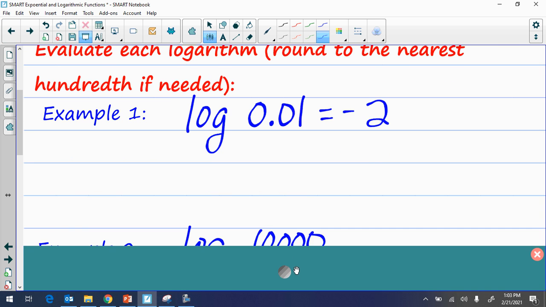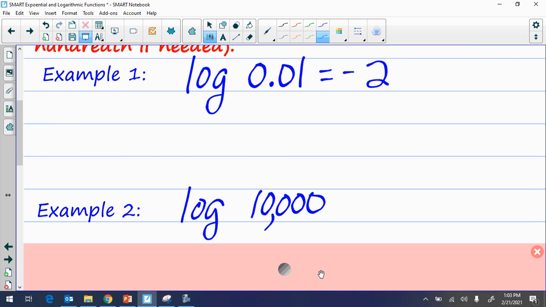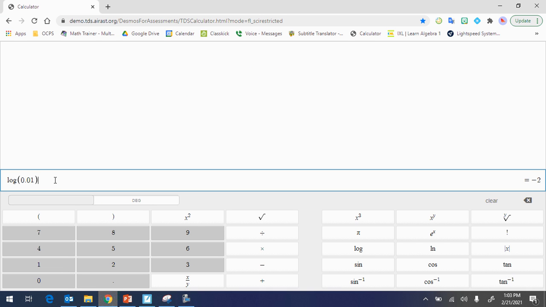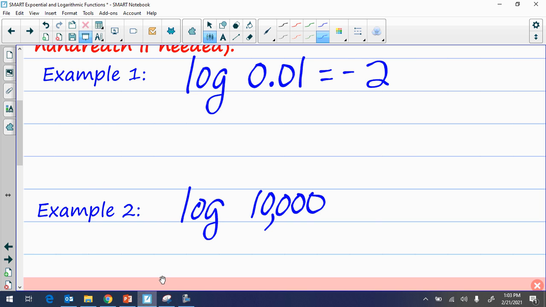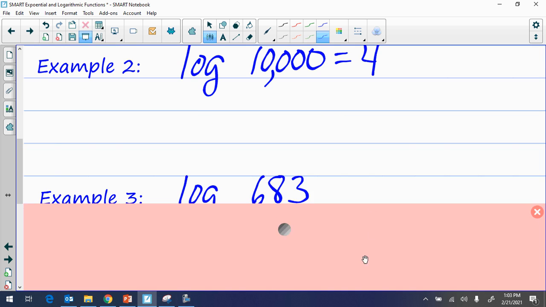Okay, example 2. Log base 10 of 10,000. So again, I'm going to go here and I'm going to do log base 10 of 10,000 and I get 4. I could have actually evaluated both of these using my log loop, and I'll leave that as an exercise to you.